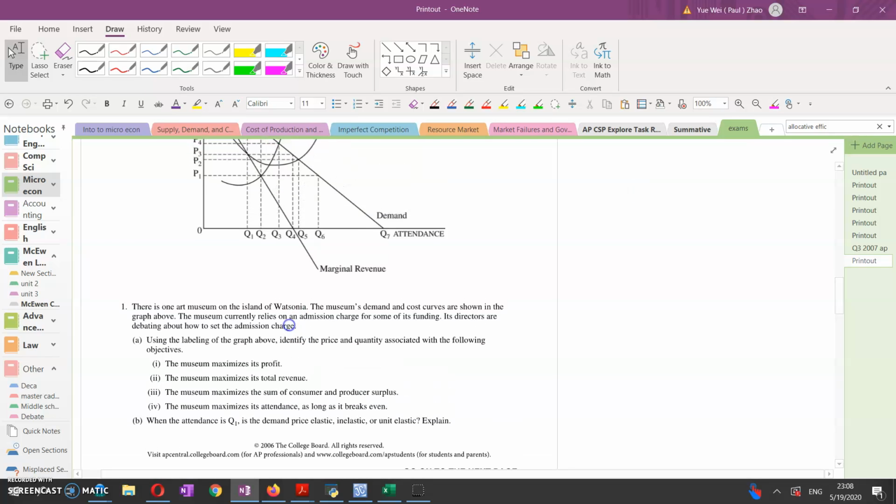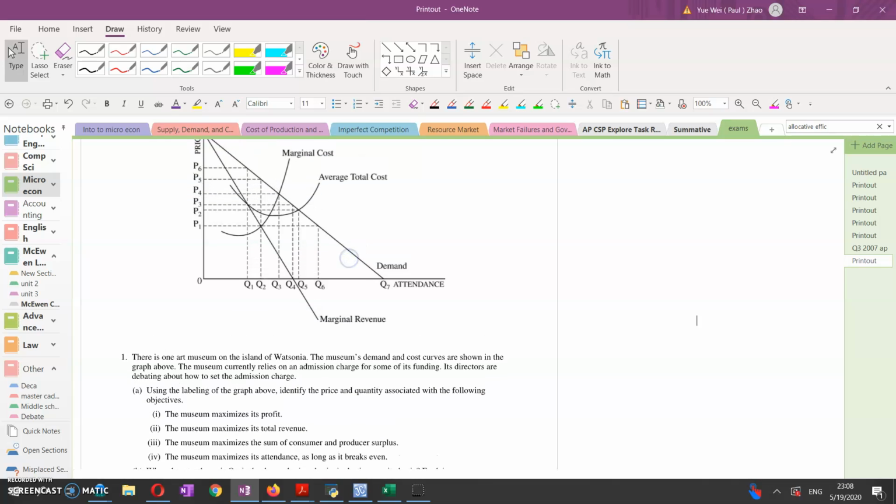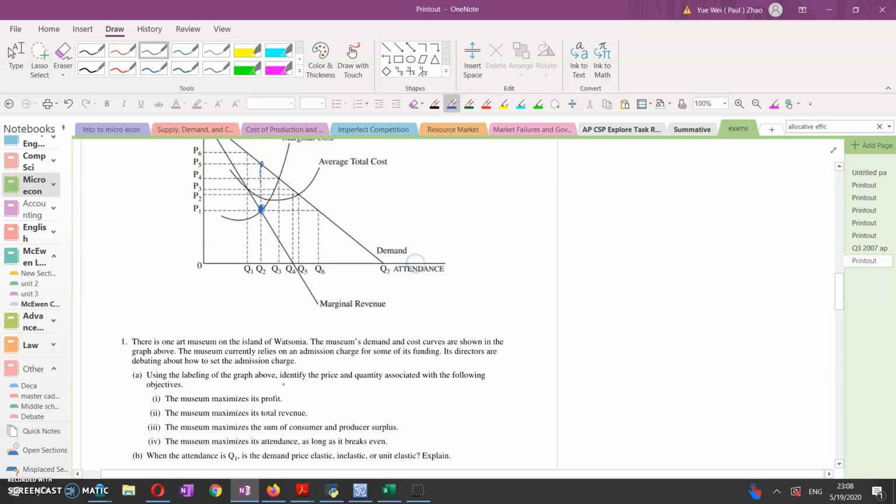So, the museum wants to know where it maximizes its profit. And that's always at the marginal cost curve meeting the marginal revenue curve here. That's because you want the most amount of revenue before it's smaller than the cost of gaining that revenue, and that's right here. Because it's a monopoly, you move up to find the price at the demand curve, which is P5. And so you need to produce Q2, P5 for the most amount of profit.